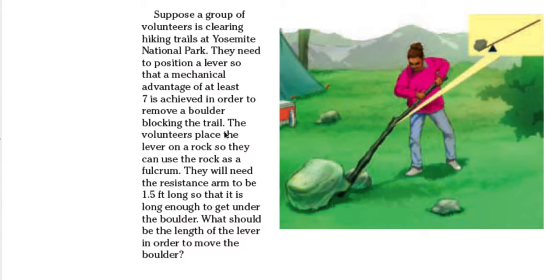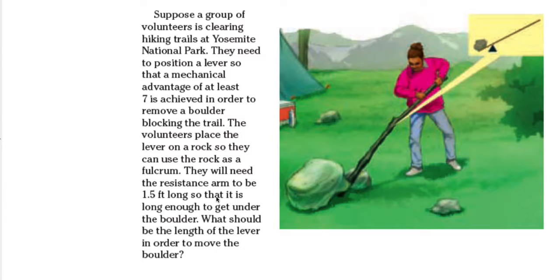That's what it means. The volunteers place the lever on a rock so that they can use the rock as a fulcrum. So this is your fulcrum right here, and this is your resistance, the big rock. They will need the resistance arm to be 1.5 feet long so that it is long enough to get under the boulder. What should be the length of the lever in order to move the boulder?